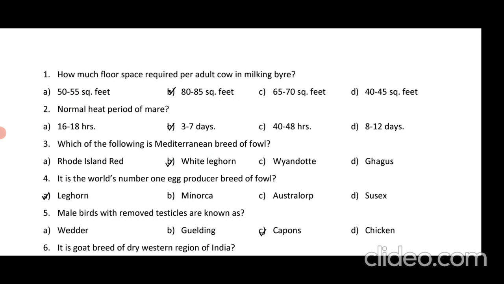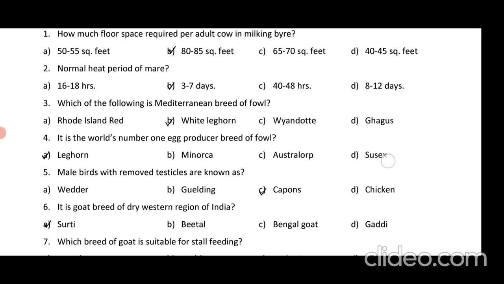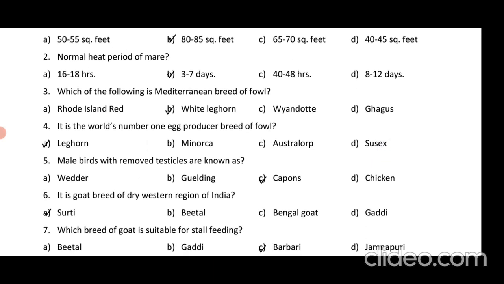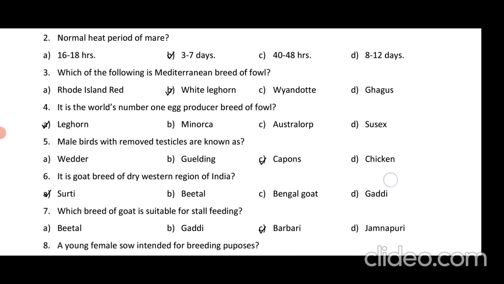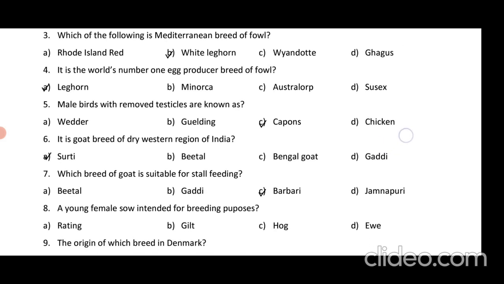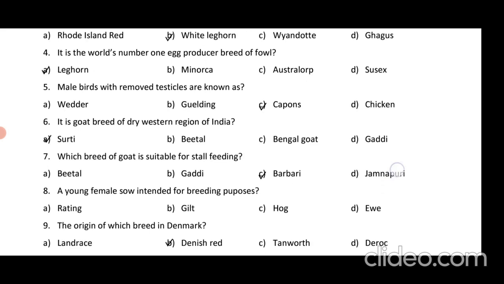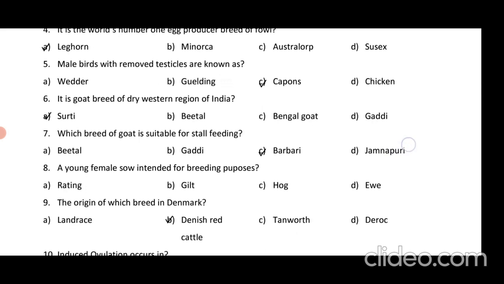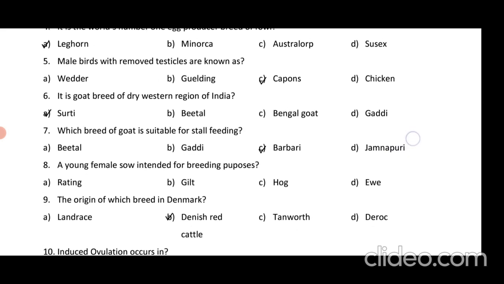Male birds with removed testicles are known as capons. It is a goat breed of dry western region of India. Surti. Which breed of goat is suitable for stall feeding? Barbari. A young female pig intended for breeding purposes is a gilt. So this is a pig related question. The origin of which breed is in Denmark?